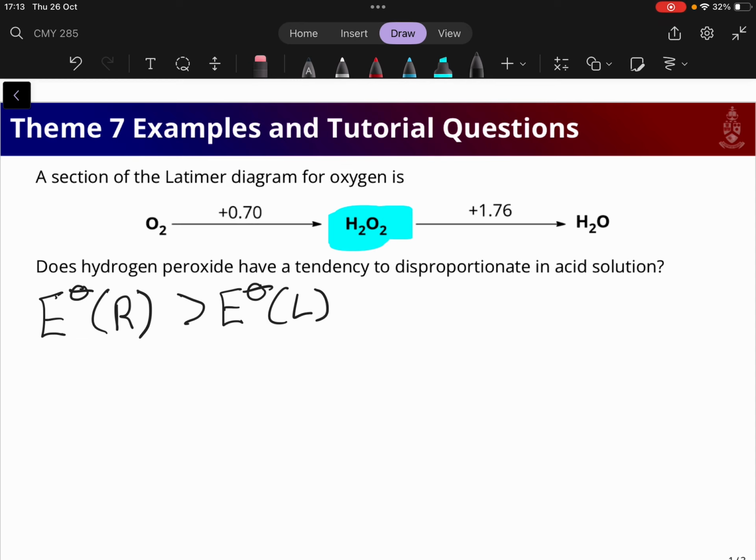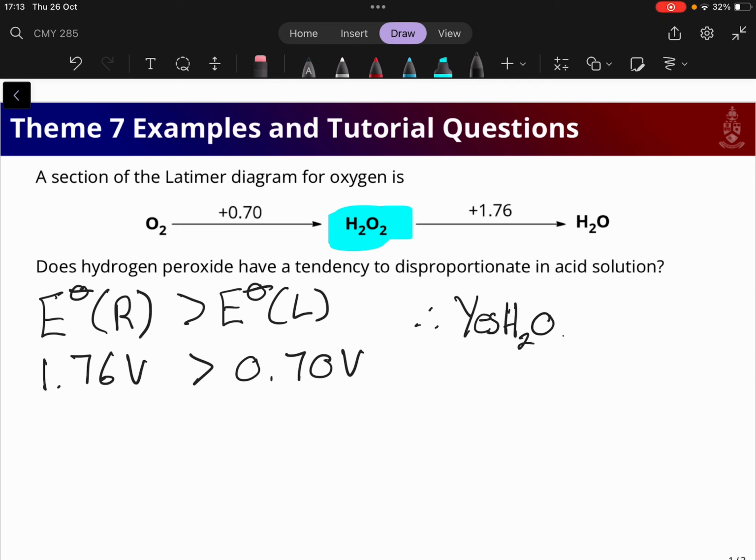And we can immediately see that, because 1.76 volt is larger than 0.70 volt. So in other words, yes, hydrogen peroxide will disproportionate.